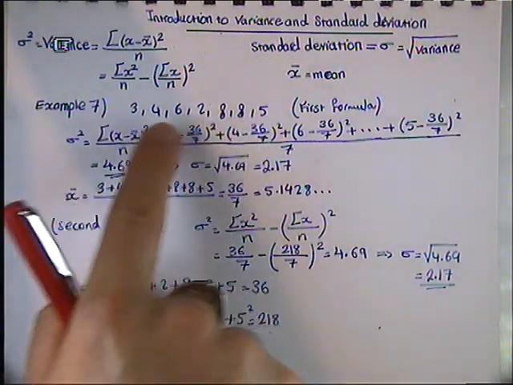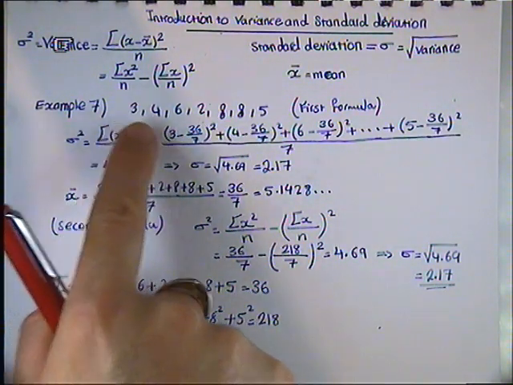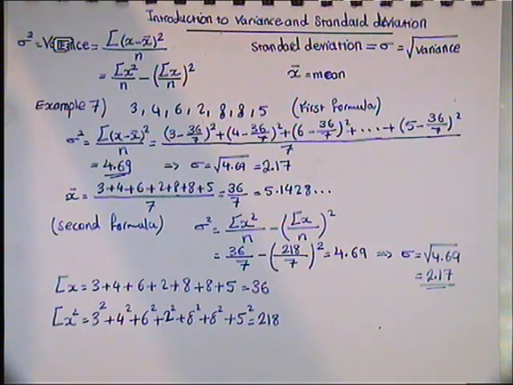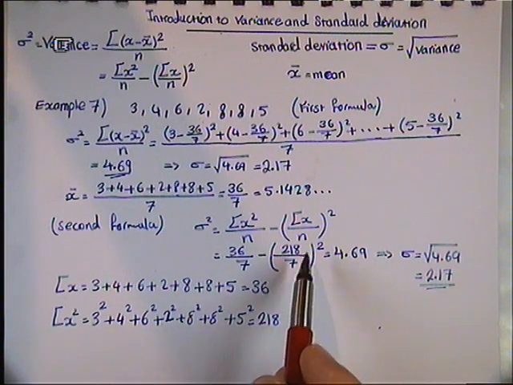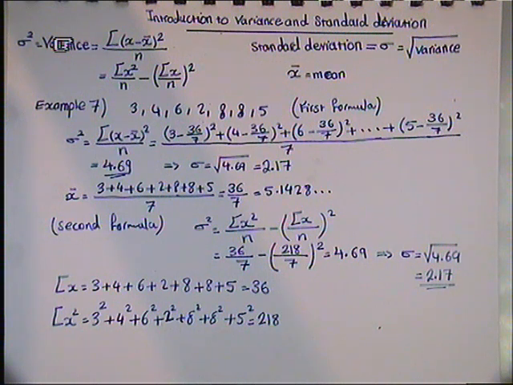Most of the time I use the second formula, especially in most of the questions. They don't give the data as it's been given in this question, but instead they give you the sum of x and the sum of x squared, these values. So all you need is to just substitute the values into the formula and work out the variance and standard deviation.